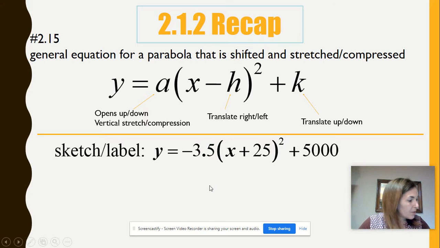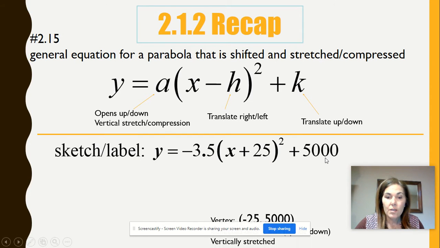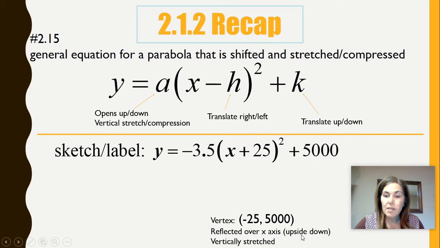So I want to sketch and label a parabola that is negative 3.5, so it's upside down and vertically stretched. The vertex would be to the left 25 and up 5,000. The vertex is to the left 25 and up 5,000. It's reflected over the x-axis. It's upside down and it's got a vertical stretch.